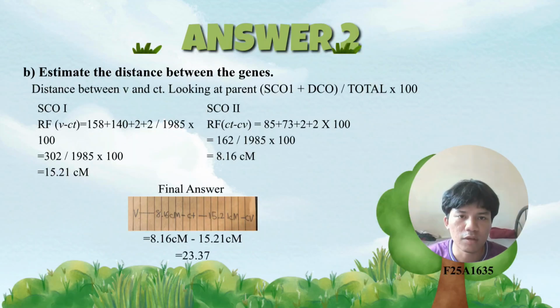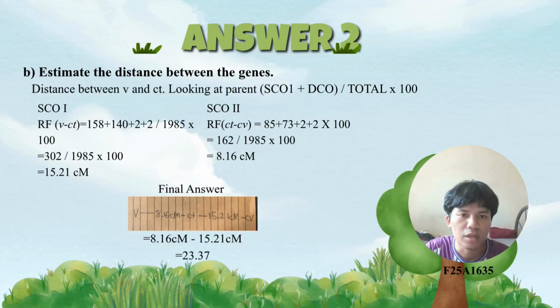For question 11b, I estimated the distance between genes by identifying the parental and double crossover classes. The parental class had the highest frequency, while the double crossover class had the lowest frequency. By comparing these classes, only the CT gene changes position, so CT is the middle gene. Therefore, the gene order is V, CT, CV.